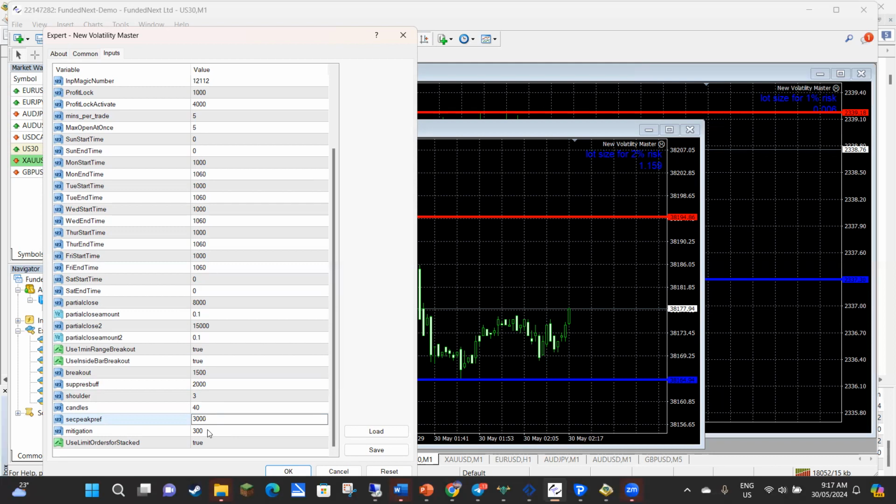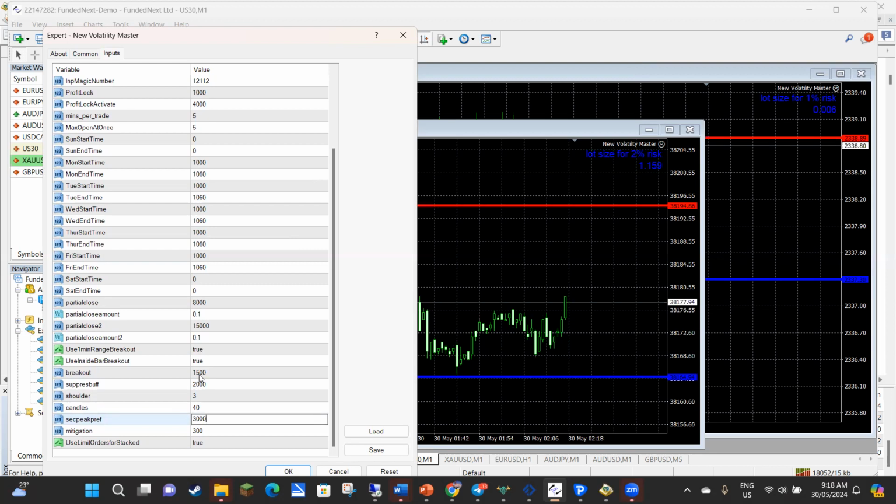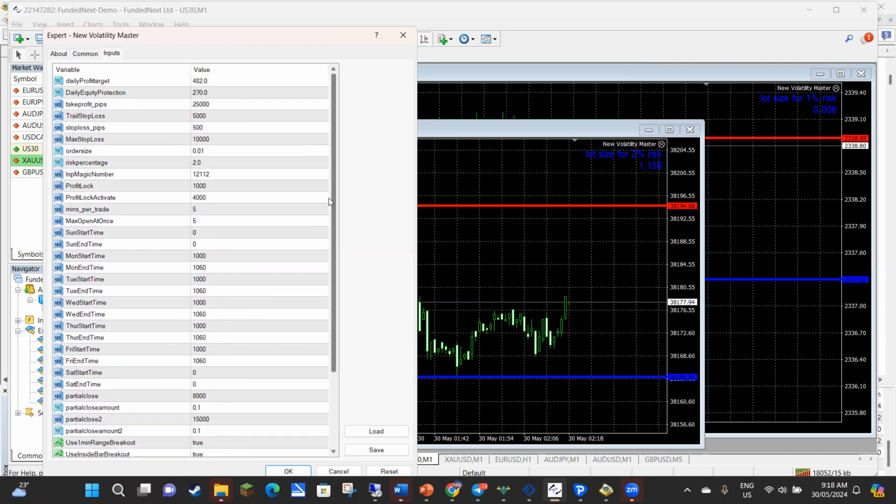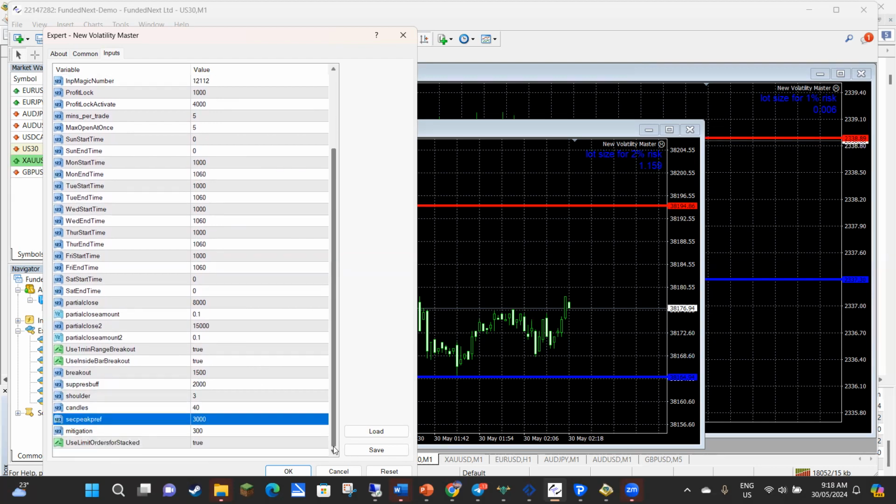So the ones you would have to change if your broker is different to this one would be anything that is a pip distance, which is the mitigation, the second peak preference, the support and resistance buffer, the breakout, the partial close distances, the profit locked distances, the max stop loss pips, trailing stop, and take profit. They're all the pip distance ones. So they're the ones you would have to take the 0 off if you're with a broker that calculates it on the smaller side.